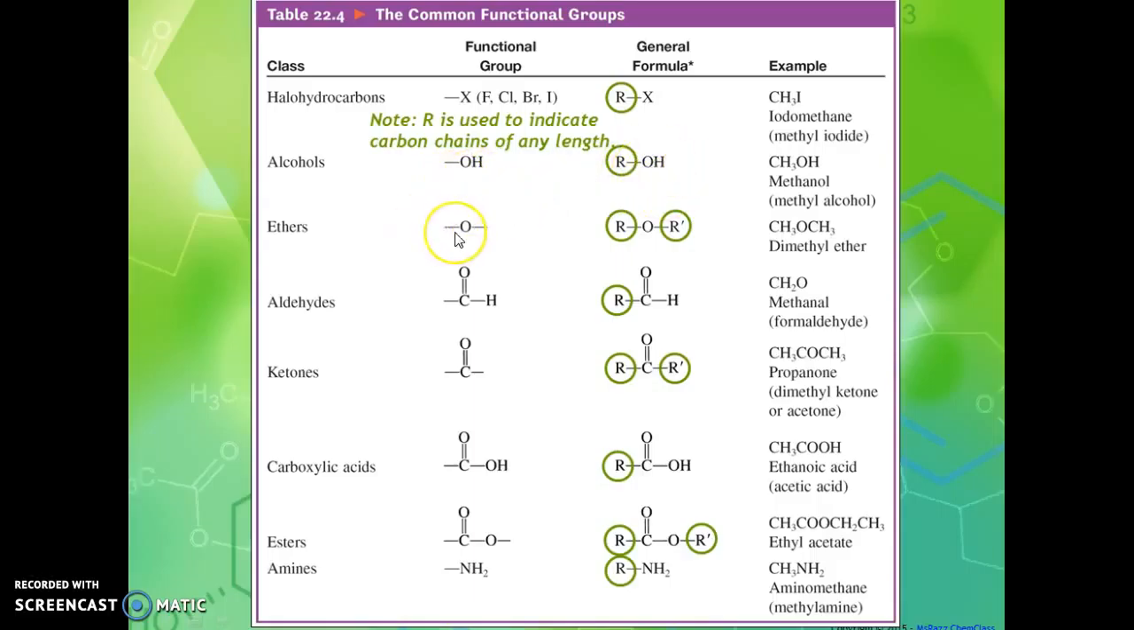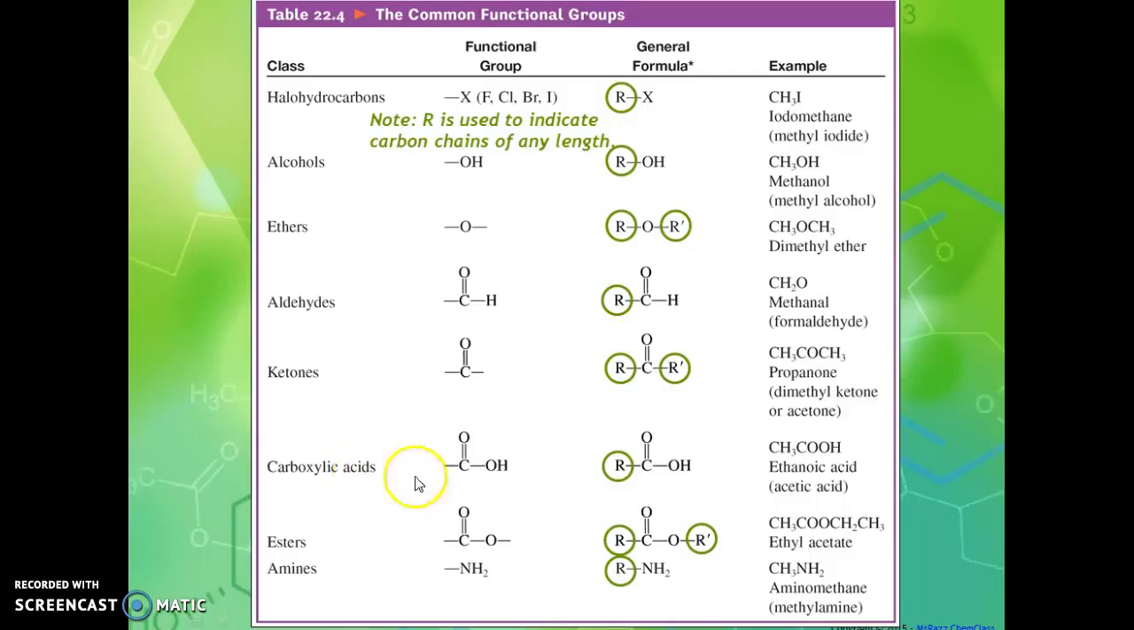Ethers have an O in the middle with two things on opposite sides. Aldehydes, like formaldehyde, if you recall in biology dissecting something that smelled weird, it had formaldehyde. That's what it soaked in. We have ketones. These guys have groups on each side of a carbon double bonded to an oxygen.